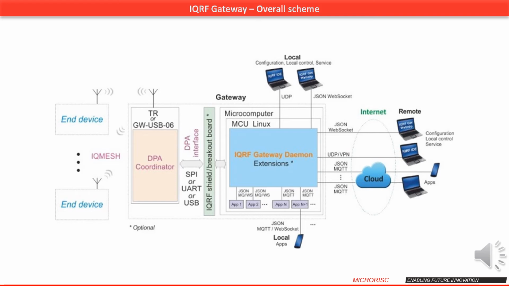So, if we look at the overall scheme, we can see that the Iqrf gateway is a very versatile device that allows, on the one hand, complete management of the Iqrf network, and on the other hand allows to connect this network to both local devices or remote and cloud servers to create a real IoT system.